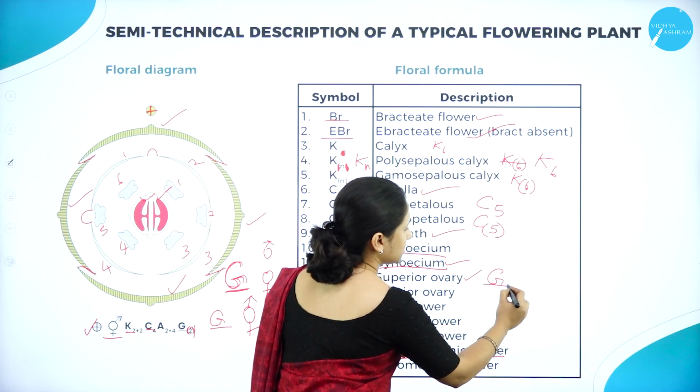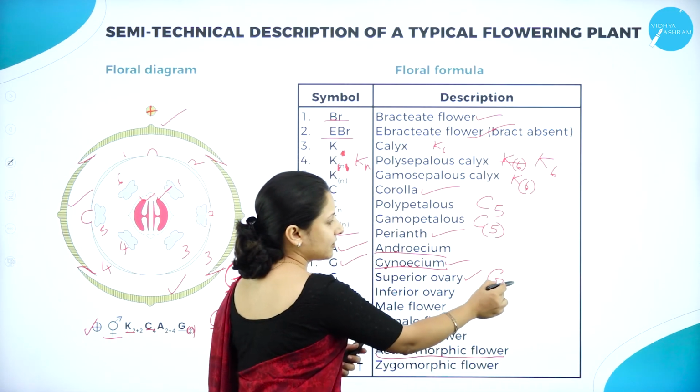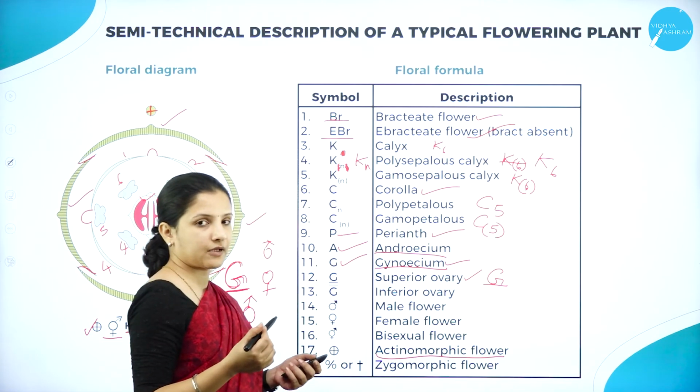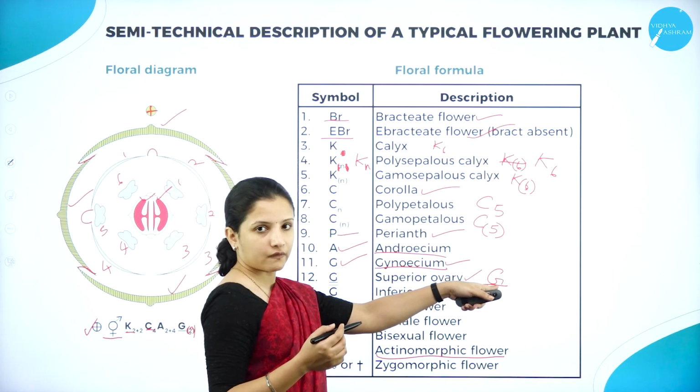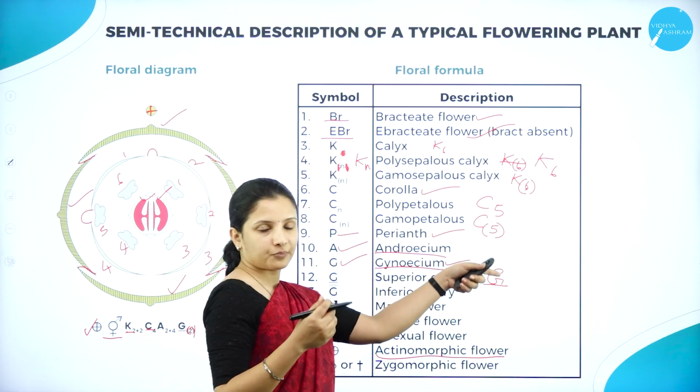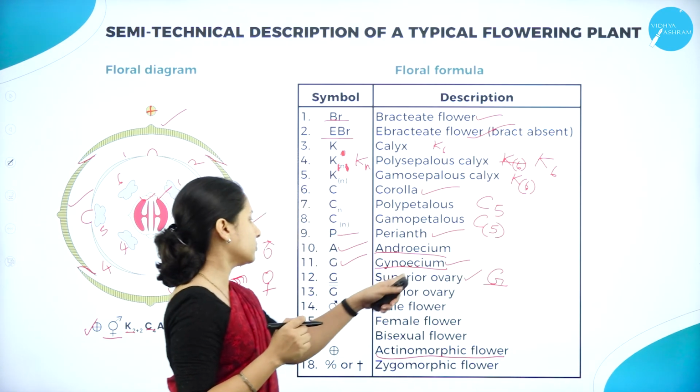So this is other parts of the flower. The line that I have drawn means the other parts of the flower. So other parts of the flower are arising from the base of the ovary. So therefore, ovary superior, G is at the top. So that is how it is represented.